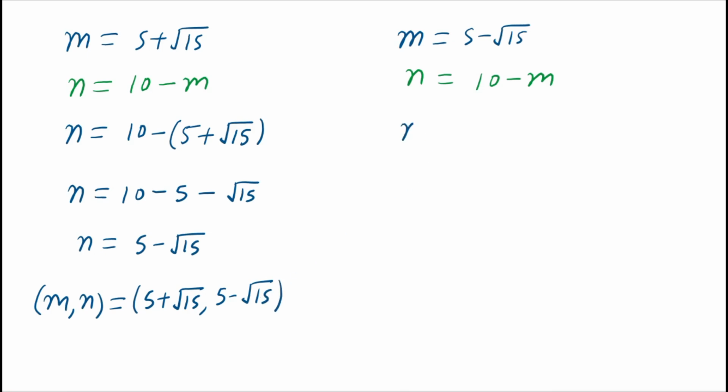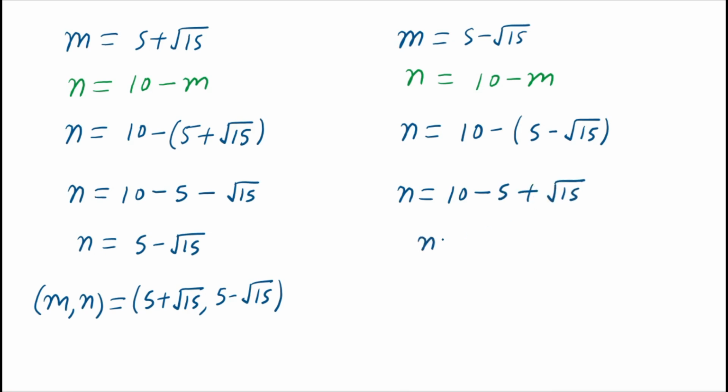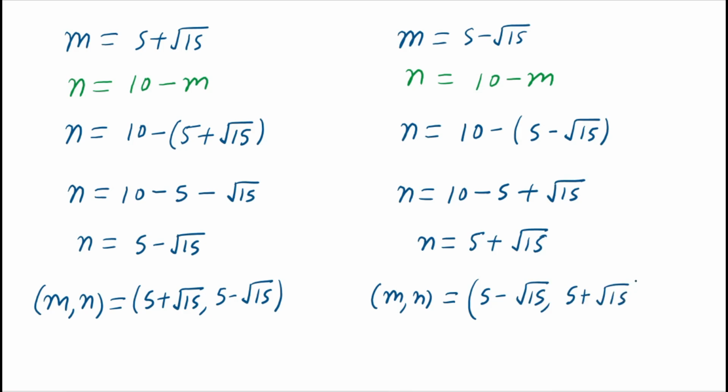Now n is equals to 10 minus m, where m is replaced by 5 minus square root of 15. N is equals to 10, and this minus is multiplied by everything inside the bracket, then minus 5 plus square root of 15. N is equals to 10 minus 5, which is 5 plus square root of 15. So our second solution m comma n: if the value of m is 5 minus square root of 15, then the value of n is 5 plus square root of 15.